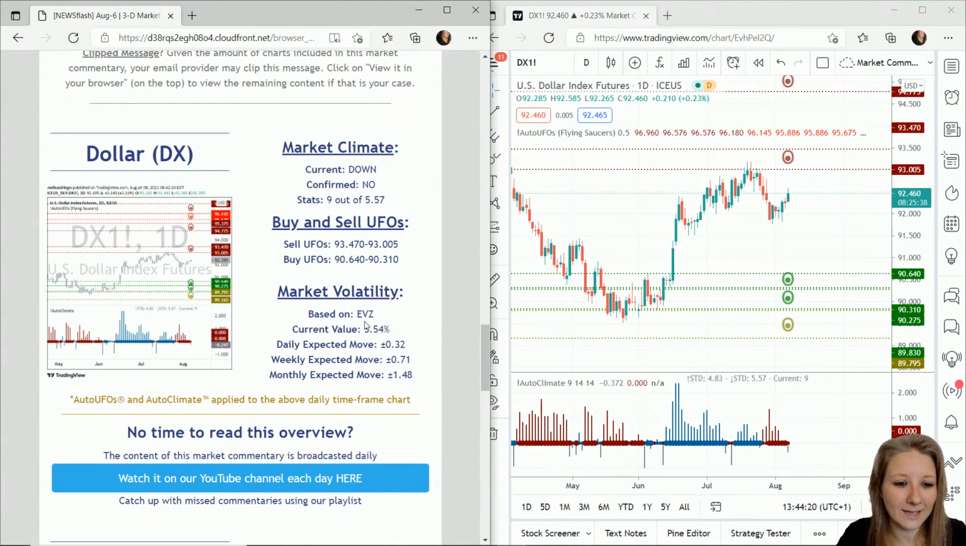Now with volatility, we expect in a year 5.54% movement up or down on the US dollar, which tells us that in 1 day we would expect 0.32 points up or down in movement. In a week, 0.71 points up or down, and in 1 month, 1.48 points up or down.